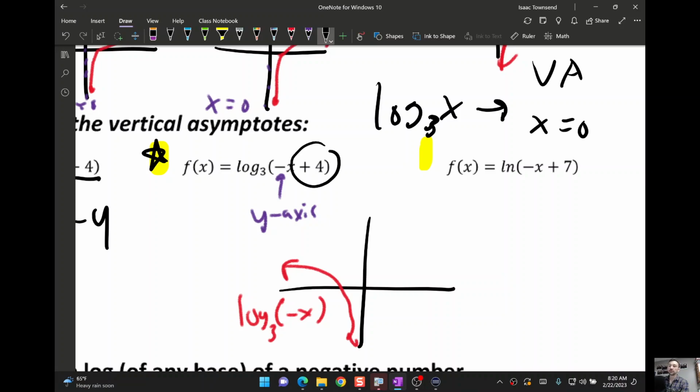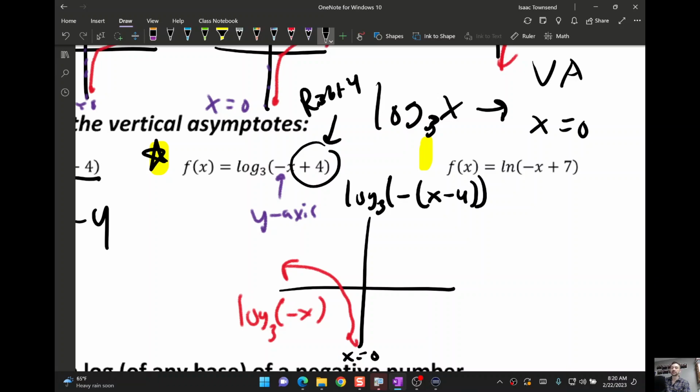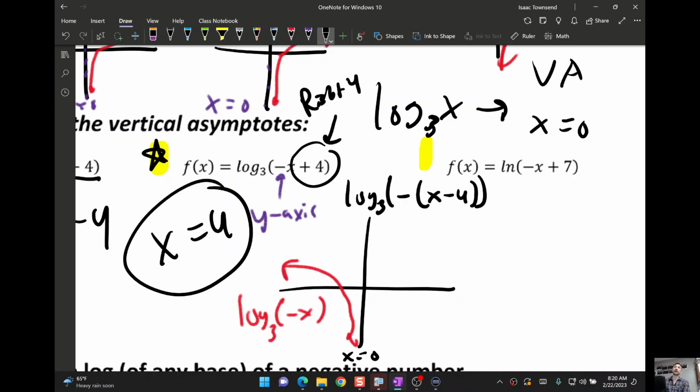But this, when you add to x, you're used to that being left 4. However, if you're reflecting over the y-axis, those rules switch, because it's really like this. The negative is not really just going to the x, it's also going to that 4. So this is actually right 4. So if it was at x equals 0 and then I shift it right 4, it's now at x equals 4. But the rules for left and right transformations are backwards if you're flipping over the y-axis.